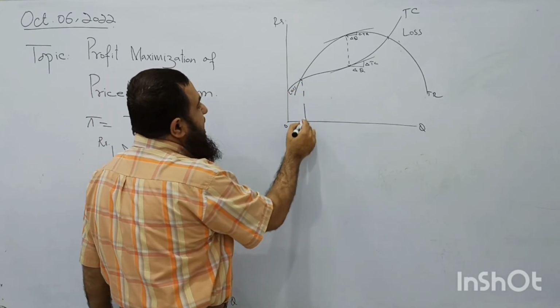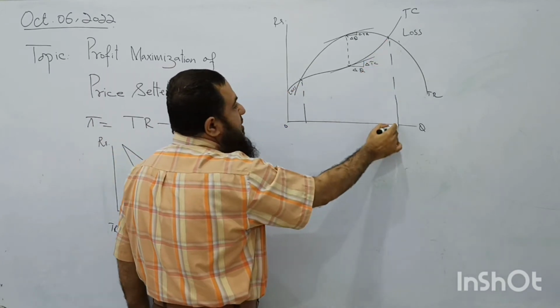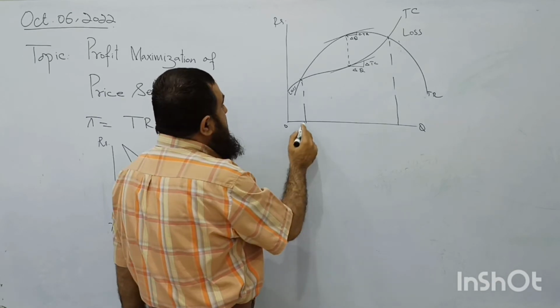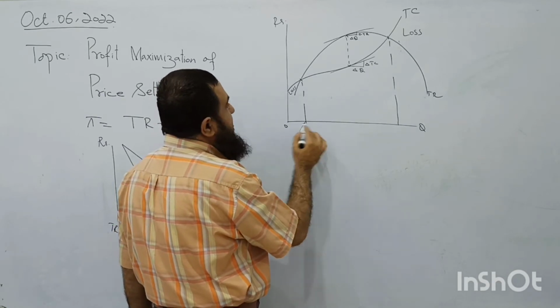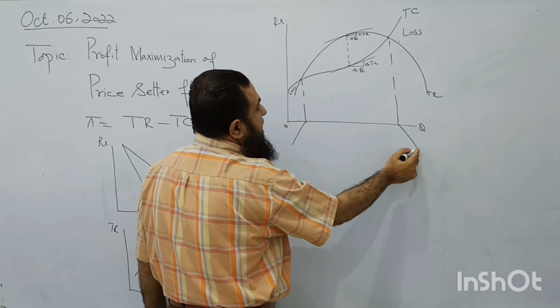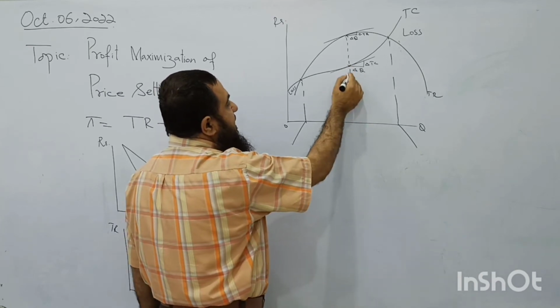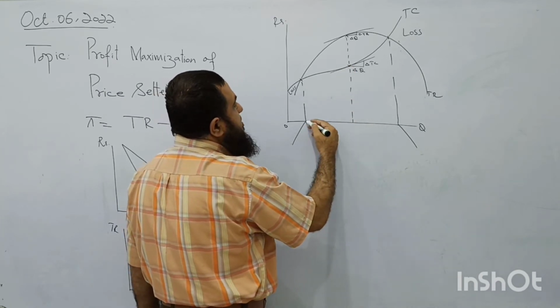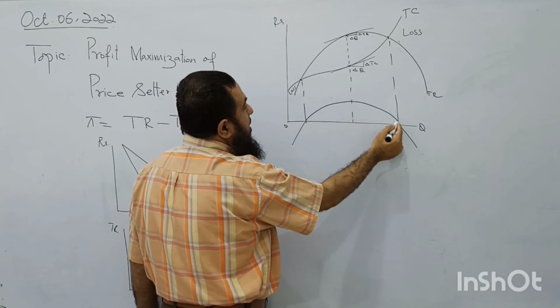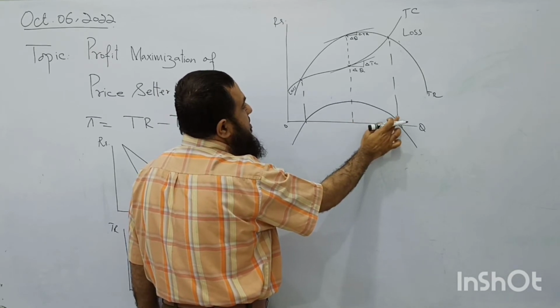Look here. Here profit is 0. Here profit is 0. Before this, profit was negative, and after this we are again finding the profit is negative. Here the profit is maximized. Is it clear or not?